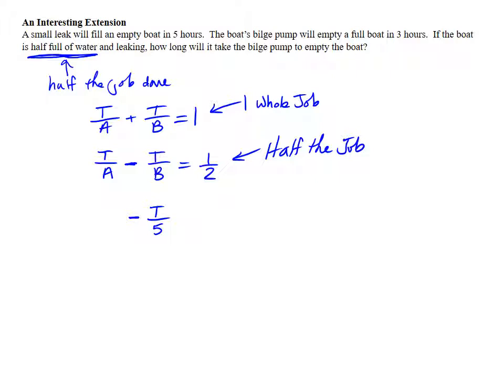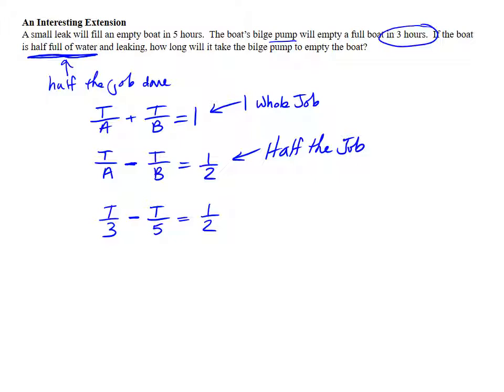Now, we don't have to worry about changing the 5 because we've already got this 1/2. We're only talking about getting half the job done. Okay, and this 1/2 is going to take into account that we're only doing half the job. Now, the pump is going to empty the full boat in 3 hours. So that would be written as the first fraction T over 3.